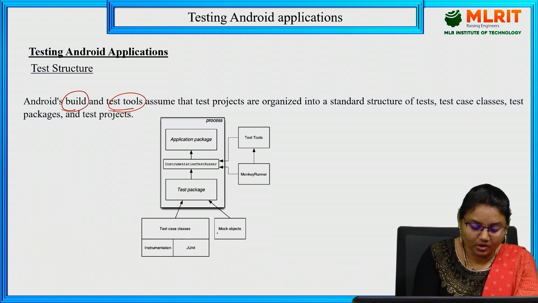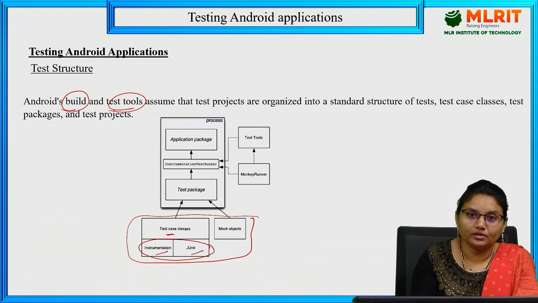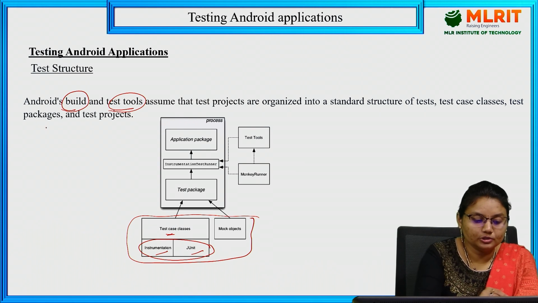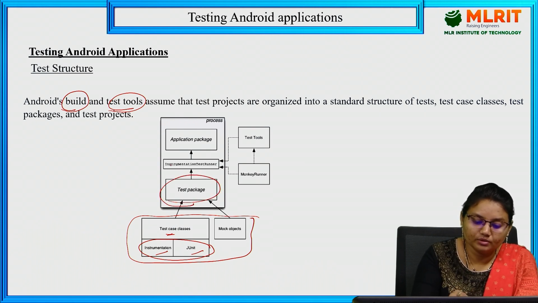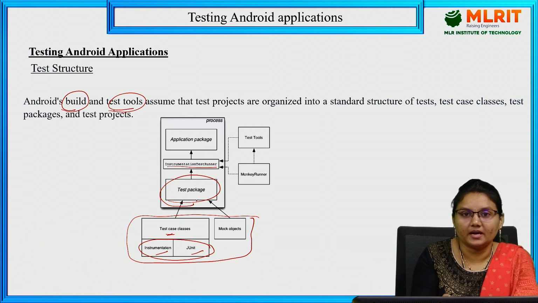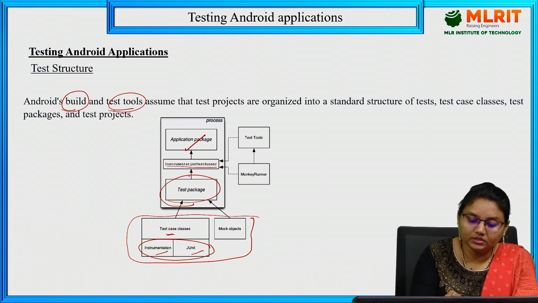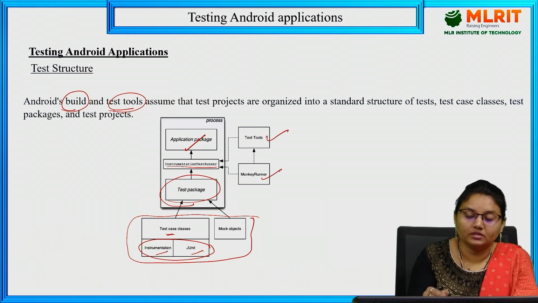So, this is what you have: test case classes, which are instrumentation and JUnit. These are used to test your classes, and you also have test packages. These test packages are used by the instrumentation test runner, which will run the test packages so that it will affect the application packages.